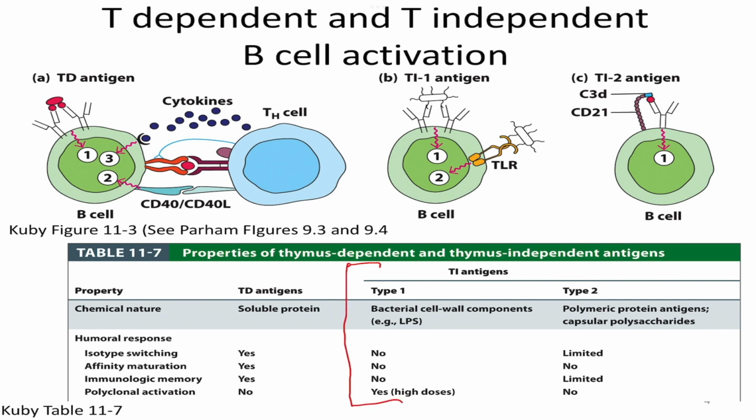we will generally not be seeing class switch, affinity maturation, or production of immune memory. We won't be seeing the germinal center reaction that we'll be talking about later today. And so this is going to be a somewhat limited B cell activation.